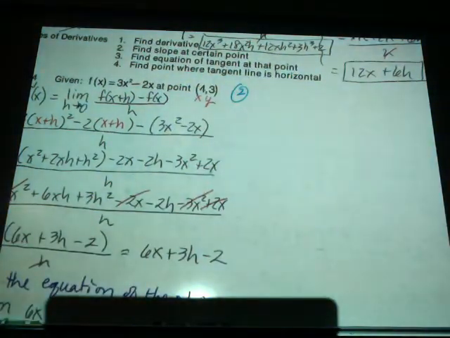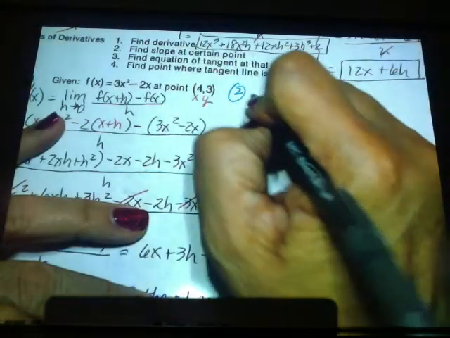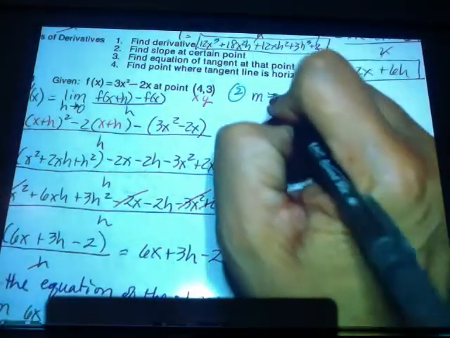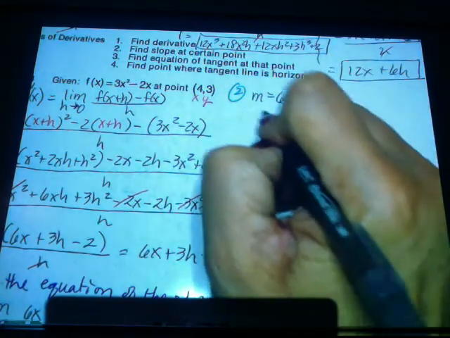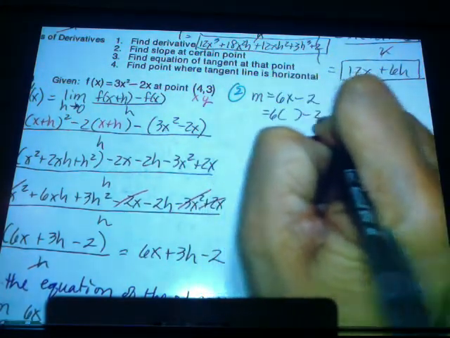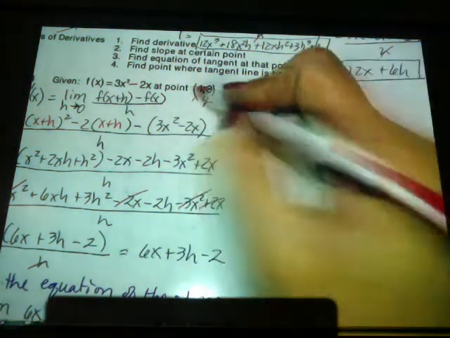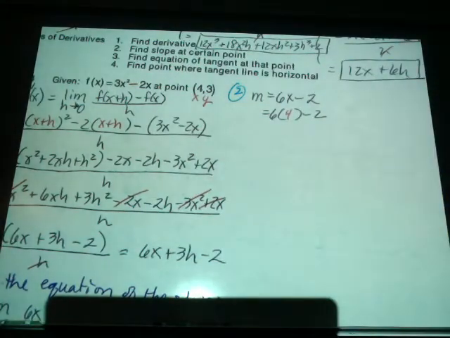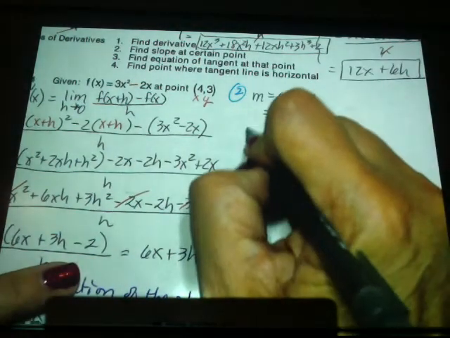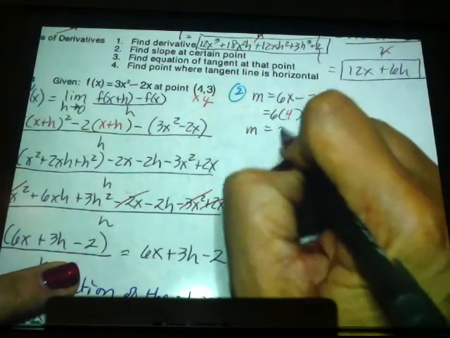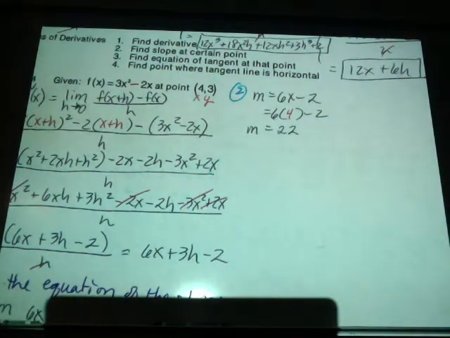So step 2, you're going to just plug that into slope. So m equals 6x minus 2. We're just going to plug in for x. That's all we care about. X is 4. What's 6 times 4? Minus 2? 22. So our slope is 22.